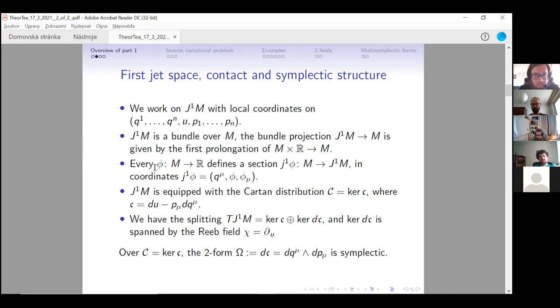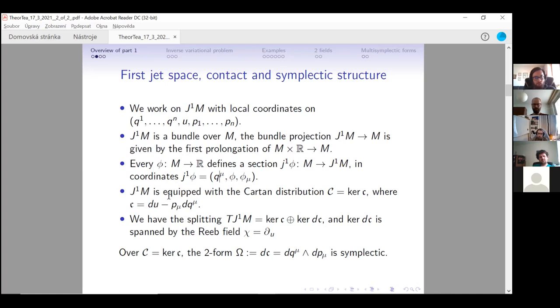Recall also that every function over M, every real scalar field, those are the objects we are interested in here. Those are the objects for which the equations will be considered. It defines a section from M to J1M, and in local coordinates it looks like this. So if you see coordinates q, u, and p, those are coordinates on J1M. And if you take the section, it's simply a substitution: for u, you substitute phi, and for p_mu, you substitute phi_mu, which is the directional derivative of phi with respect to the base coordinate q^mu.